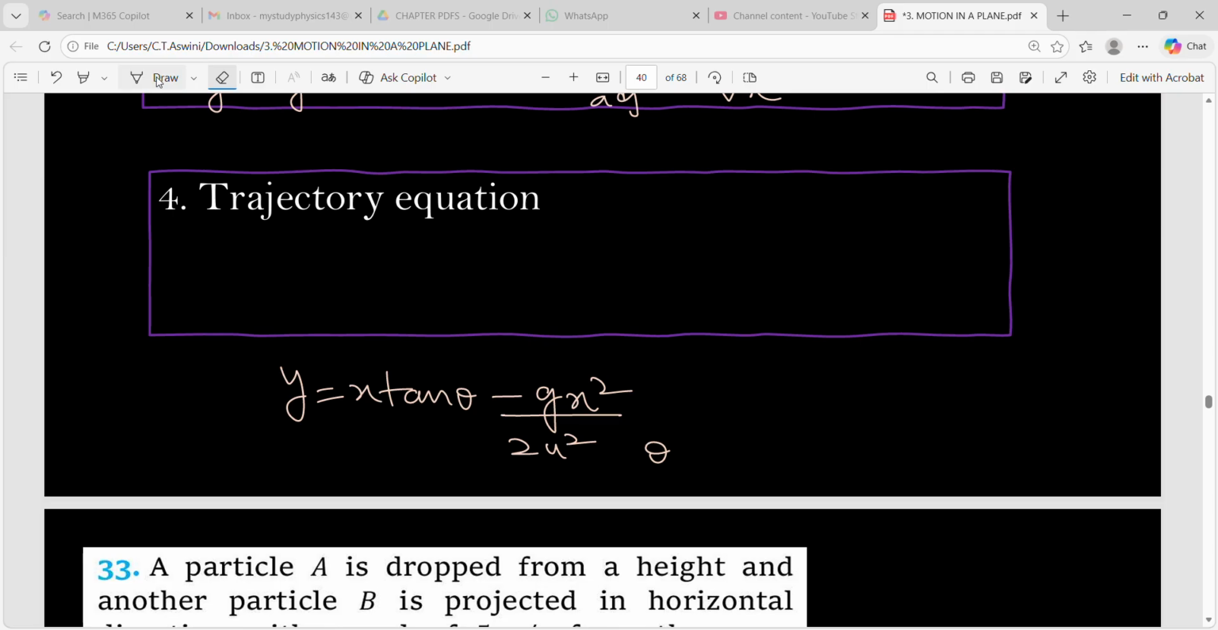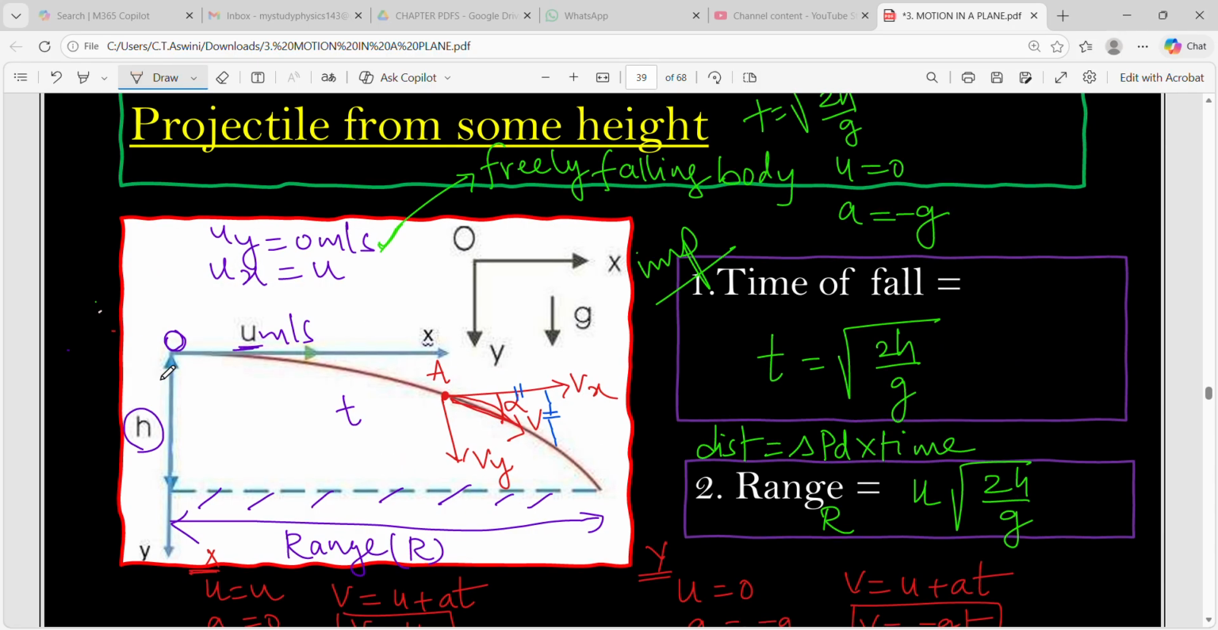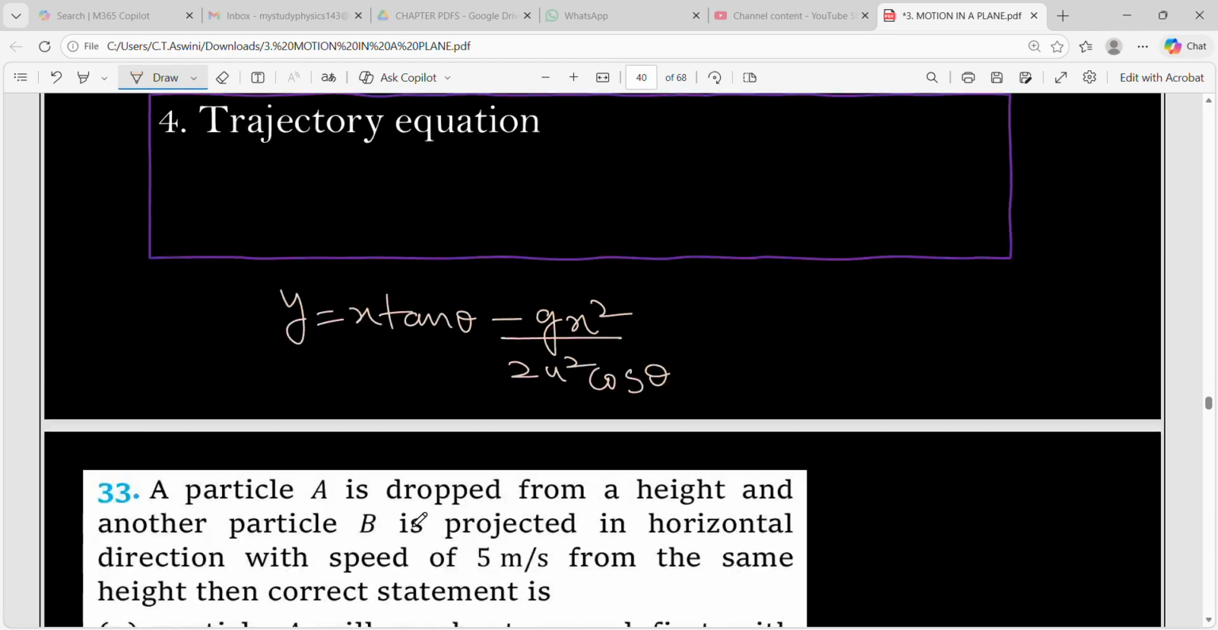Think once. This was the equation for a projectile from the ground with some angle theta. Now if you see this case, projectile from some height, is there any angle? Is the body projected with an angle, or was it simply projected horizontally? From some height, that is fine, but how is it projected? It was projected horizontally. So where is the angle here? No angle, right? So theta is 0 here, angle of projection is 0. So just substitute this data.